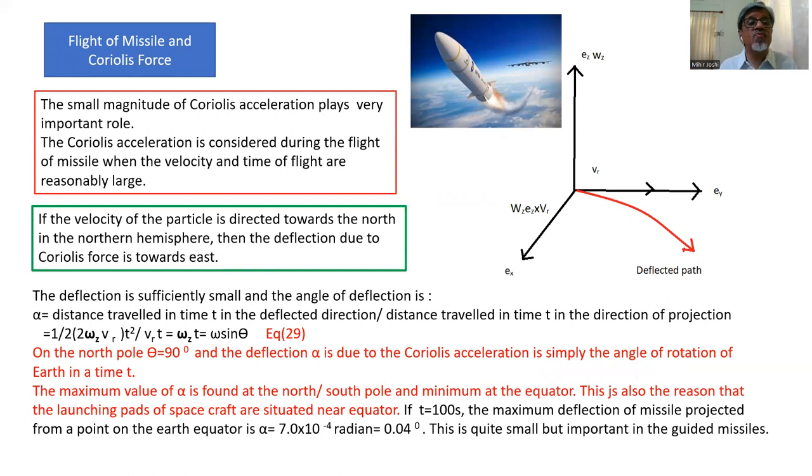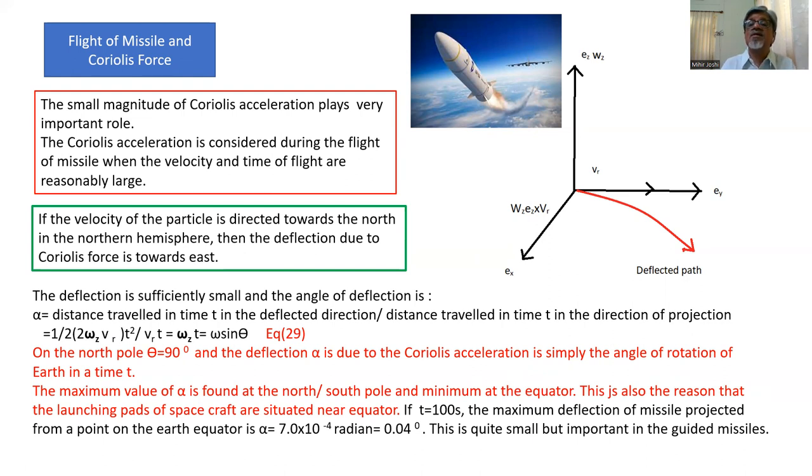Now, the effect of Coriolis force in the flight of a missile. Here we are trying to see a different example. The small magnitude of Coriolis acceleration plays a very important role, though it is very small. The Coriolis acceleration is considered during the flight of a missile when the velocity and time of flight are reasonably large, because whenever a missile is fired, it is moving with very high velocity and it takes a reasonably large time to hit the target. If the velocity of the particle is directed towards the north in the northern hemisphere, then the deflection due to the Coriolis force is towards the east, as we have already seen. So in this figure, X, Y, and Z directions are shown, and v_r is the direction of motion of a particle.